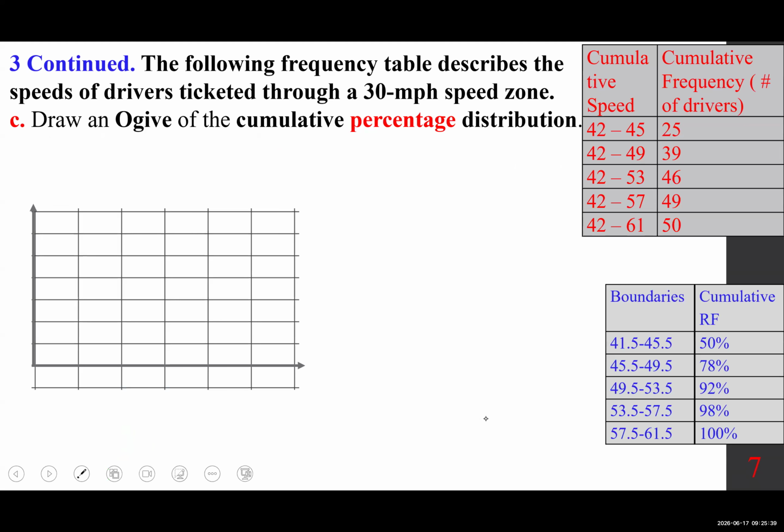So we already have all the information. The following frequency table describes the speed of drivers ticketed in a 30 mile per hour speed zone. Draw an ogive of the cumulative percentage. Now, here's what happens. When it comes to ogive, we must use the boundaries for the horizontal axis. Therefore, it's a good practice to use the same thing for everything, including histograms.